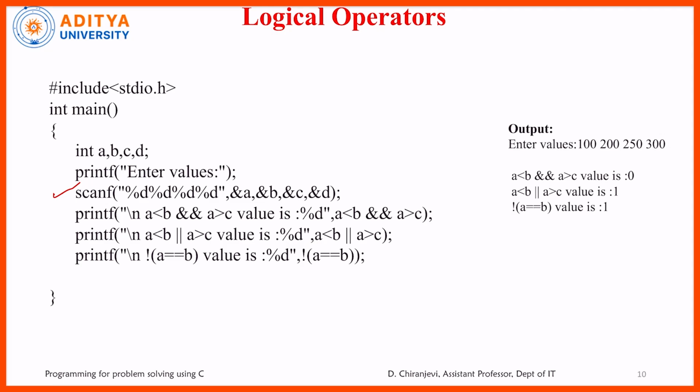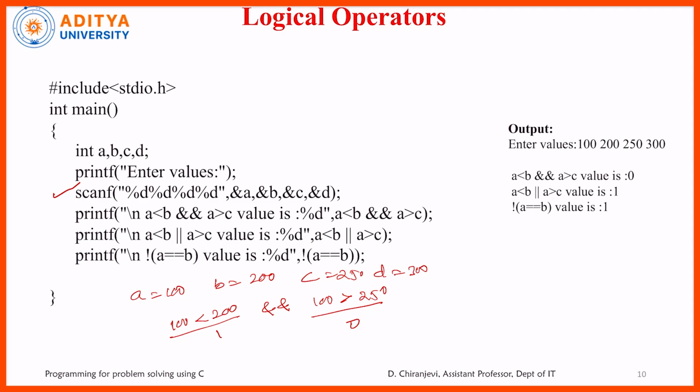So A less than B. If you see, A value I am taking 100, B value I am taking 200, and then C value I am taking 250 and D value I am taking 300. Now if you see A less than B, 100 less than 200, so this is true, so you will get 1. So logical AND operation, and then A greater than C, so 100 greater than 250, so this is false, so you will get 0. In the AND truth table all the bits need to be true, but in this case 100 greater than 250 is false, so the final result is 0, so that's why you are getting 0.